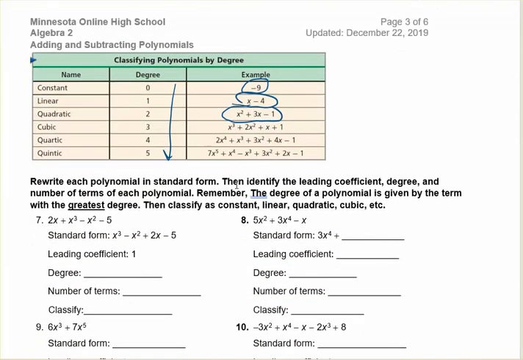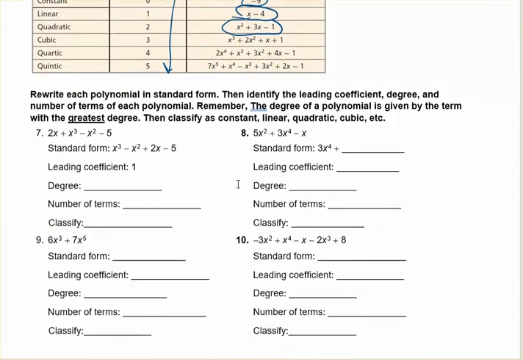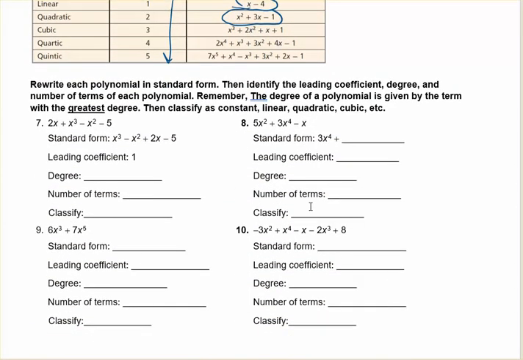So what you're going to do on 7, 8, 9, and 10 is several things. You're going to rewrite it in standard form, find the leading coefficient, the degree, and the number of terms of each polynomial.